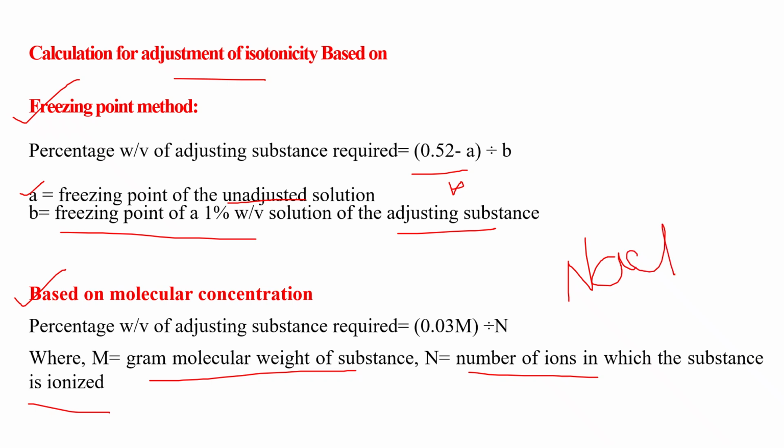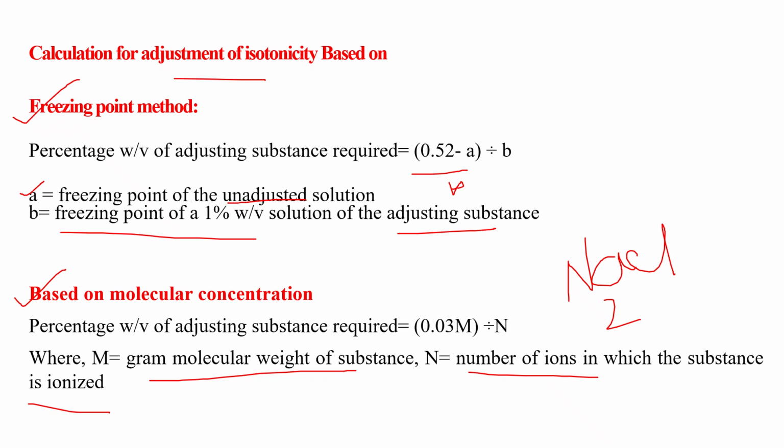Sodium chloride, when it dissociates or ionizes, will produce two ions. So n will be 2. And here M is nothing but the gram molecular weight of the substance, meaning the molecular weight of sodium chloride, which we have to put. So 0.03 into the gram molecular weight of the substance divided by the number of ions produced after ionization. So that is the equation to calculate the adjustment of isotonicity.